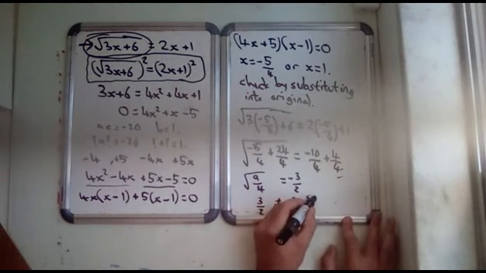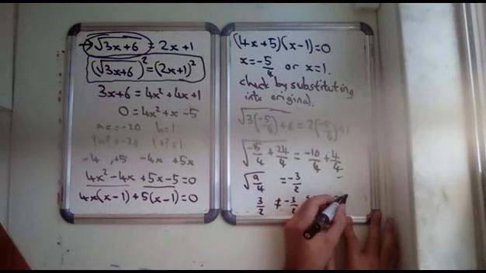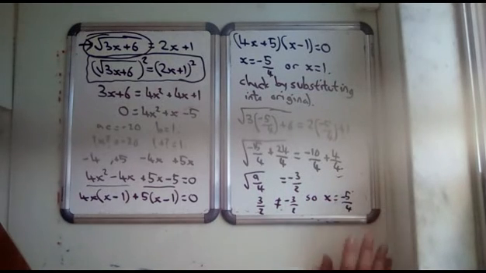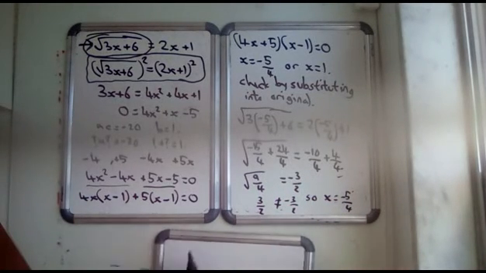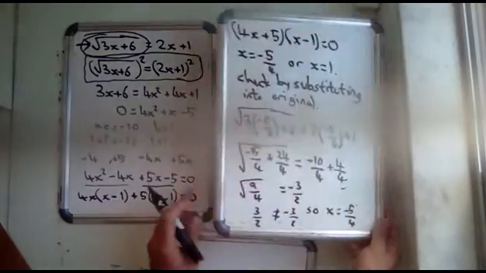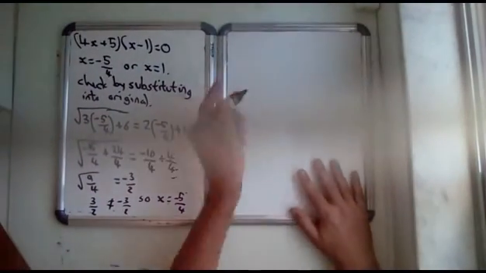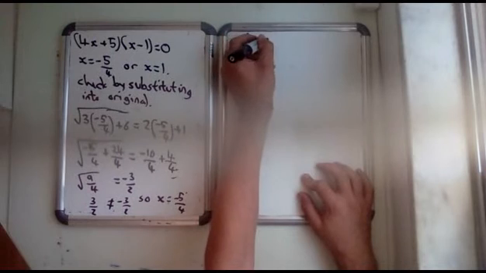And so x equals minus 5 over 4 is not a solution.